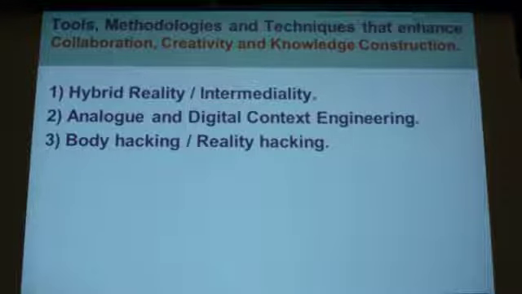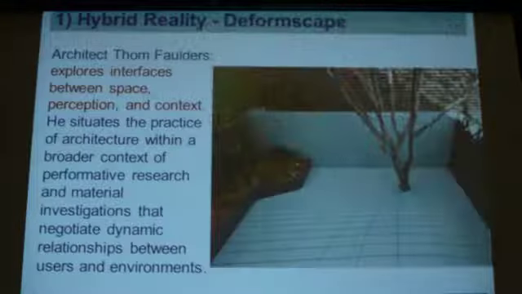So I'm just going to go over three single areas, which is this idea of intermediality, which is linked to hybrid reality. We've got some analog and digital context engineering examples, and then I'll talk about some body hacking and some reality hacking as a result.